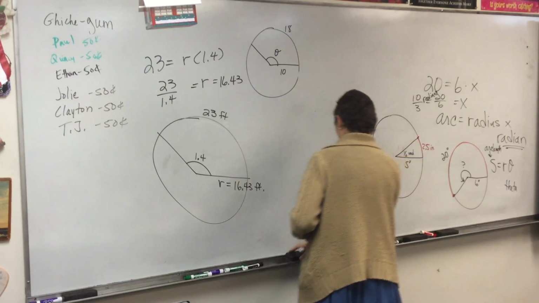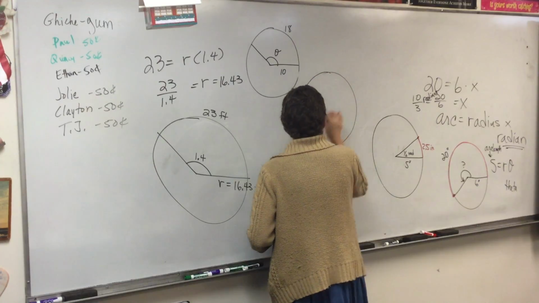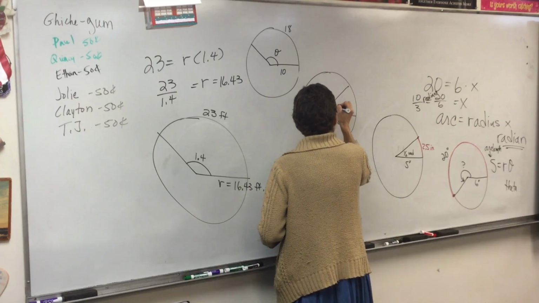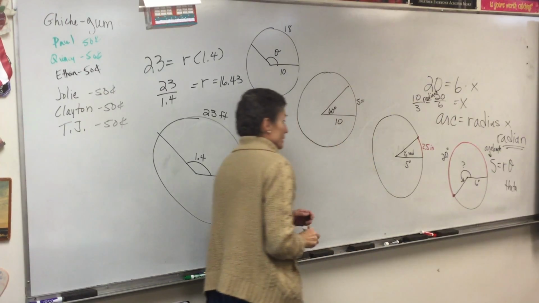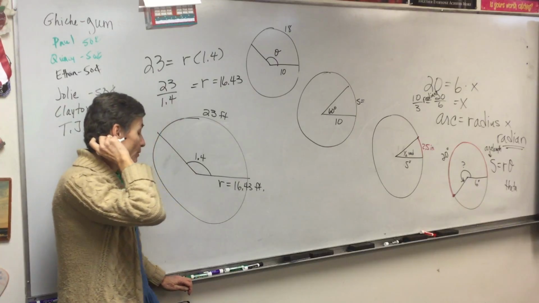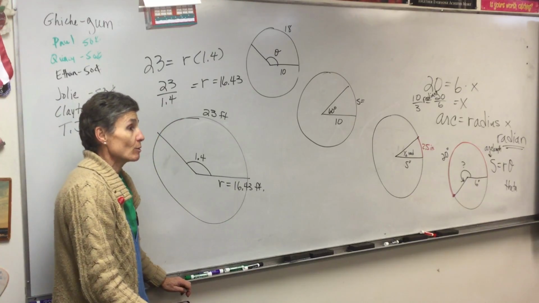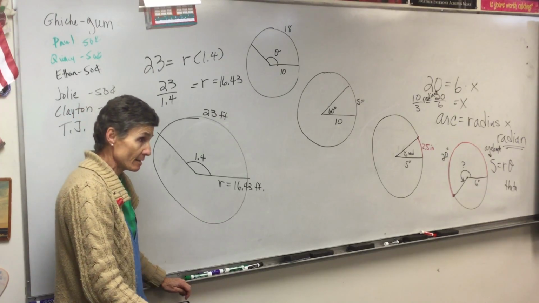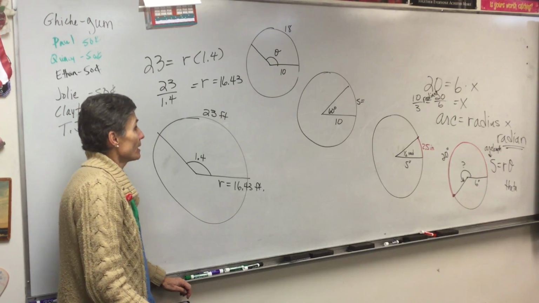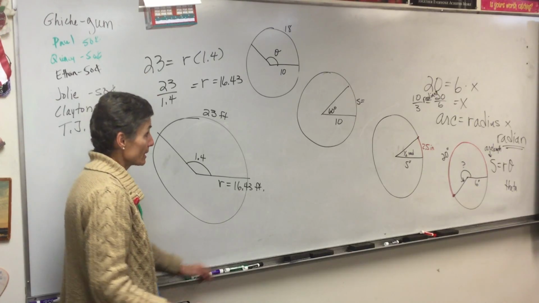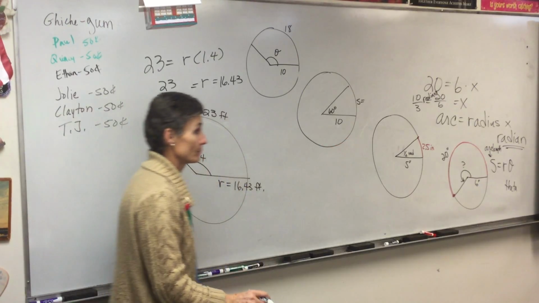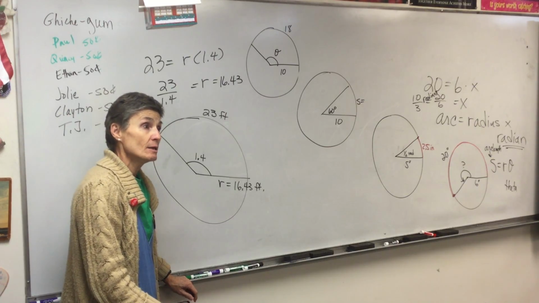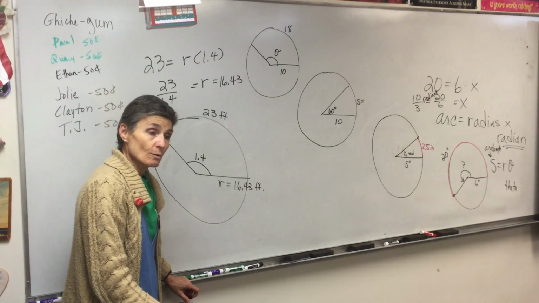What if we had this picture? So we know the radius is 10. We know the central angle, that's an angle at the center of the circle, is 60 degrees. And I want to know the arc length. Can I use that formula? Not unless I change my angle from degrees into radians.